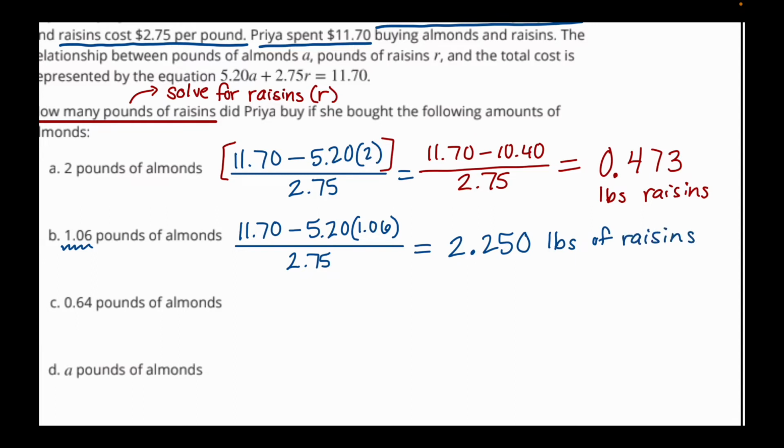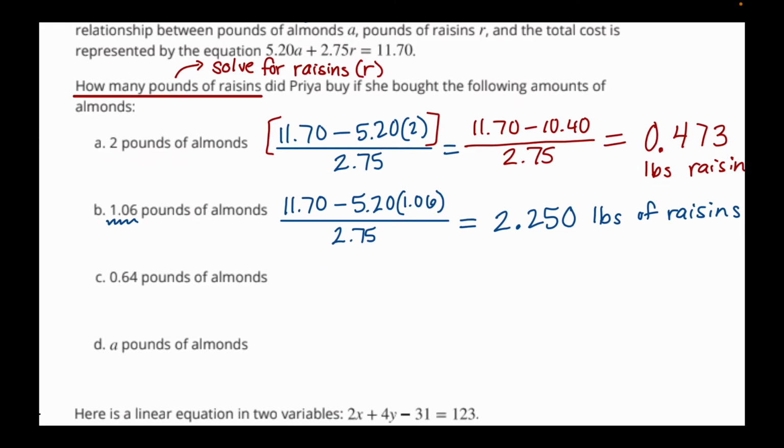Okay. So now we're going to plug in 0.64. So I'm still going to write out what I should be doing: 11.70 minus 5.20 times that 0.64. And this whole thing is going to get divided by 2.75.